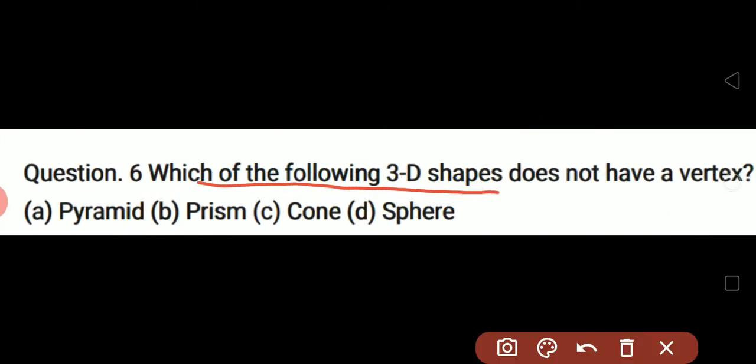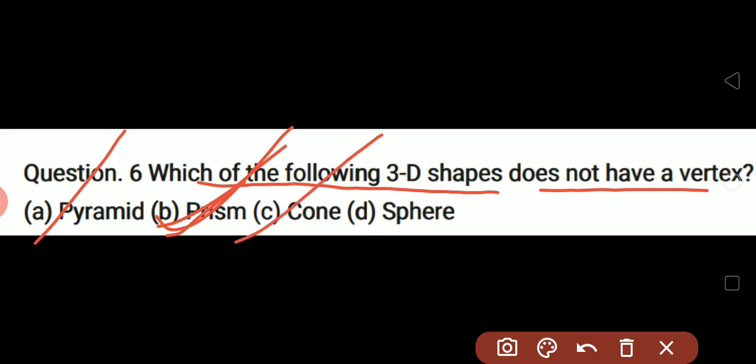Which of the following 3D shapes does not have a vertex? Okay, a pyramid has a vertex, yes. A prism also has a vertex because a prism is made up of polygons, and a polygon must be made up of straight lines. A triangle is the smallest polygon, it has 3 vertices, right? A vertex is a point where two edges meet, right? So yes, prism is possible.